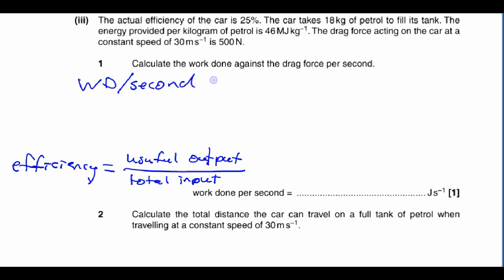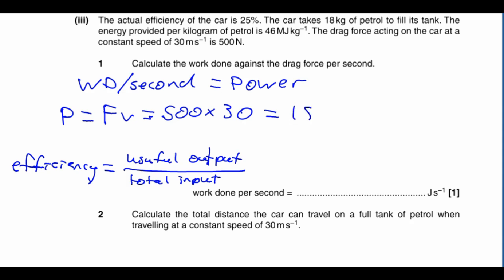which can be recognized as power, since the power is equal to energy transferred or work done divided by time. We can then use the formula for power, which includes force and speed, because they are the two quantities that we know. Putting in the values into the formula P equals FV, we have 500 times 30, which will be 15000. Units will be joules per second.